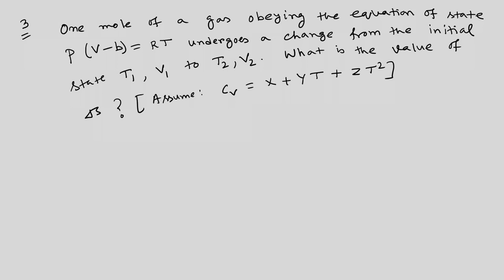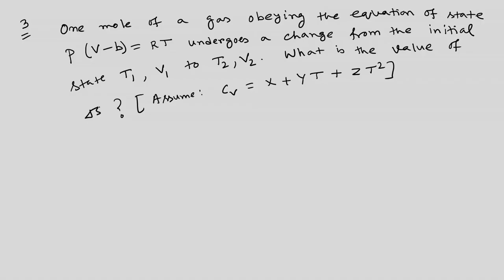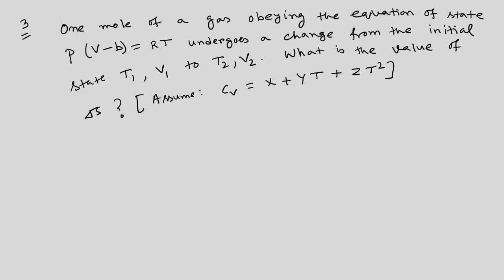Okay, so here the problem says 1 mole of a gas obeying the equation of state. For the gas, the equation of state is given as P times (V minus B) equals RT, undergoing a change from the initial state T1, V1 to a final state T2, V2. What is the value of delta S, or change in entropy, we need to calculate? And here Cv is not independent of temperature, rather Cv is dependent on temperature. The expression for Cv is x plus y times T plus z times T to the 2. Okay. So, we already discussed what would be the entropy change when both temperature and volume are changing.